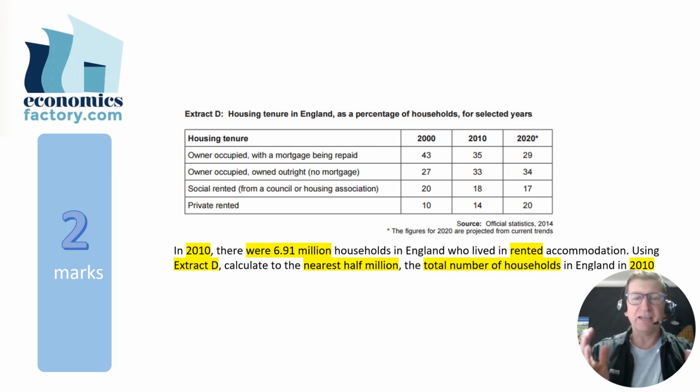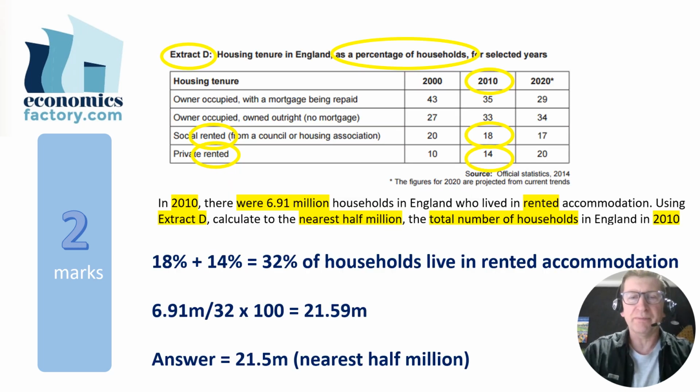So the key, I think, is to have a highlighter in your hand. I want you to highlight the question. Everything significant in the question you are going to highlight. So here we're highlighting 2010. We're looking at 6.91 million households in England who live in rented accommodation. Using extract D, calculate to the nearest 500,000 the total number of households in England in 2010. And that really helps to focus your mind, highlighting the question in that way.